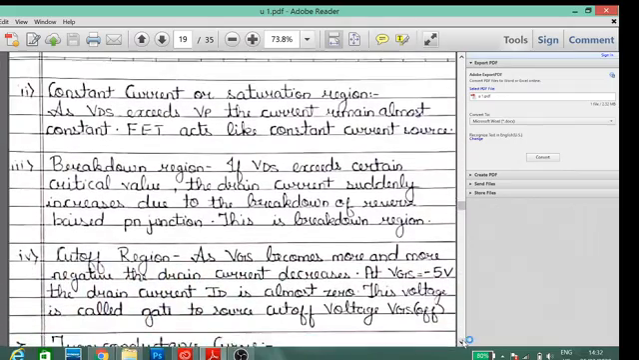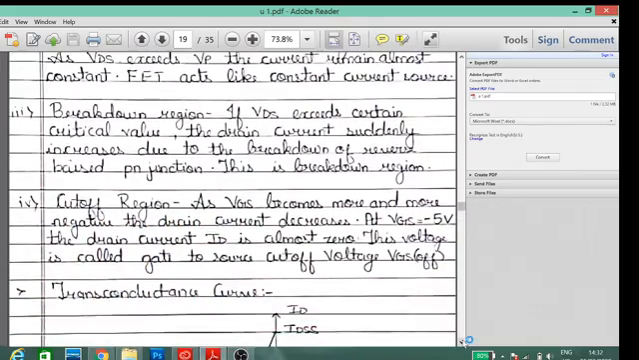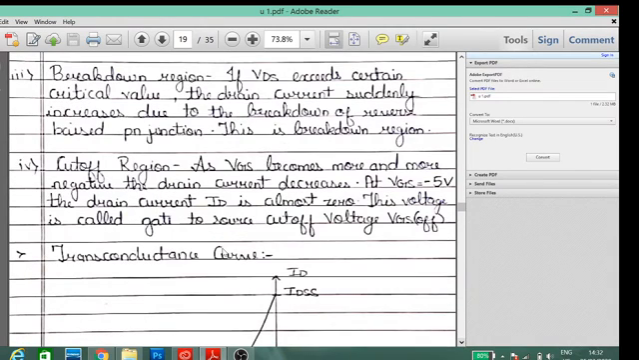Cutoff region: as VGS becomes more and more negative, the drain current decreases. At VGS of minus 5 volts, the drain current is almost zero. This voltage is called the gate-to-source cutoff voltage, VGS(off).